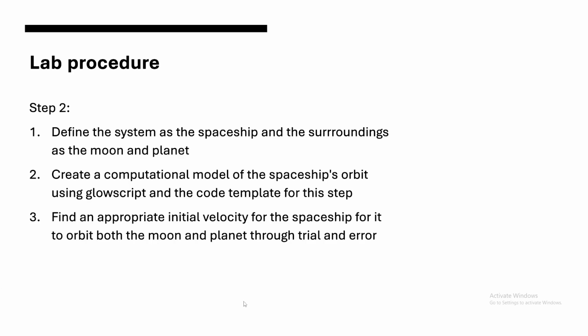For step 2, first we have to define the system as a spaceship and the surroundings as the moon and planet. Then we create a computational model of the spaceship's orbit using GlowScript and the code template for this step. Then we have to find an appropriate initial velocity for the spaceship for it to orbit both the moon and the planet through trial and error.